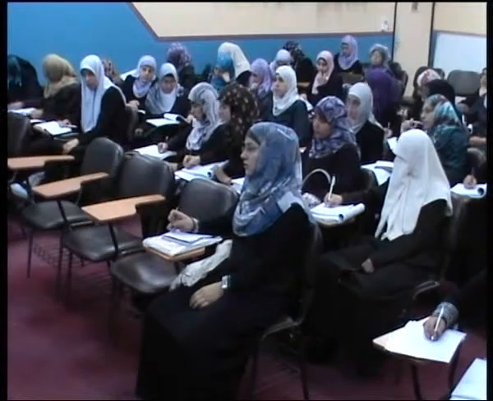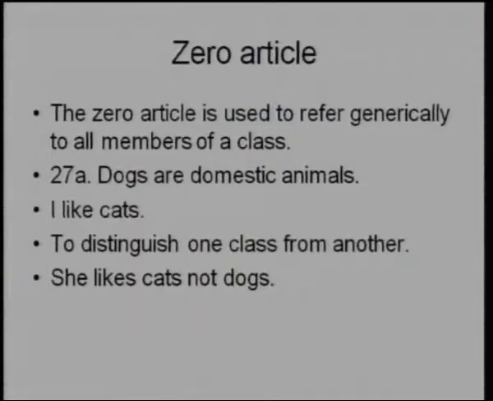I say al-kilab حيوانات أليفة. But if you look at the noun al-kilab, it has the definite article al-ta'rif. But in English, once you translate it, it comes out with zero article. I like cats. أنا أحب القطط. Okay? So again, it is al-ta'rif, the definite article, which is translated here by the zero article. She likes cats, not dogs. القطط وليس الكلاب. So we have the definite article al-ta'rif for both nouns, but in English it is zero.